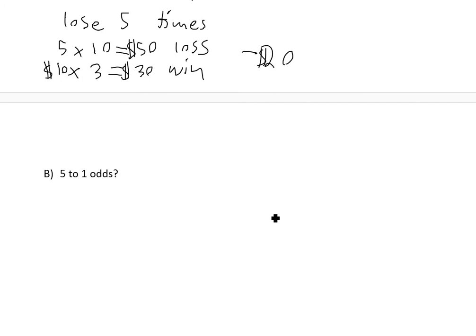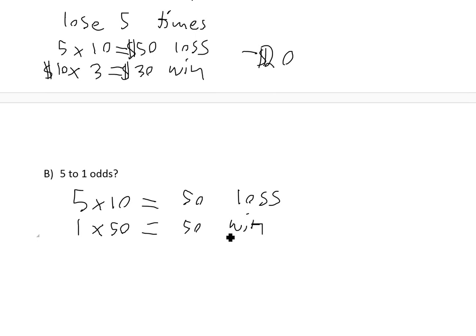But what happens when the odds are 5-to-1? In the same sense, you're gonna lose 5 times, $10 each. You're gonna have a $50 loss. But you're gonna win 1 time, which is the $10 multiplied by 5 because it's 5-to-1. So if you win 1 time, you're gonna win 50. So you're gonna have a $50 win. So this is gonna be exactly even. You're gonna be winning 50 and then losing 50.